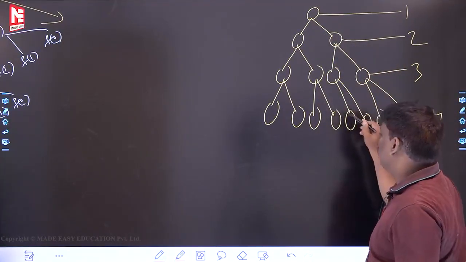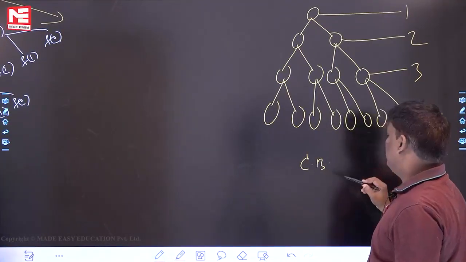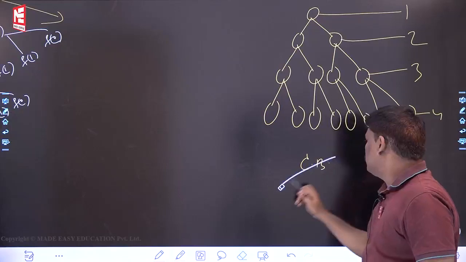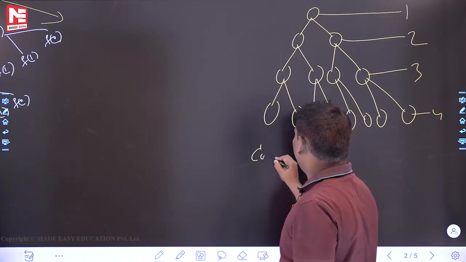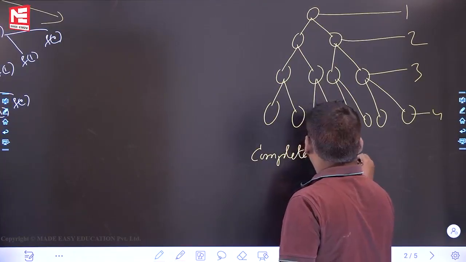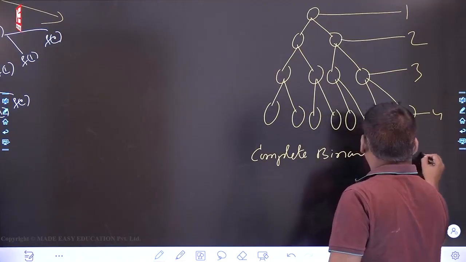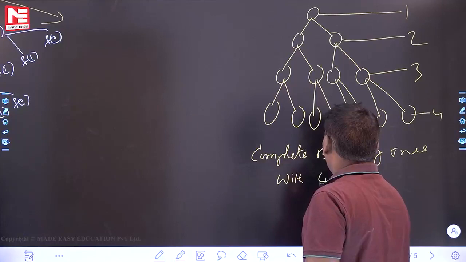Then the total nodes, if you want, you can observe. This one is a complete binary tree. If you want, I will write the name also. See this one, complete binary tree with 4 levels.